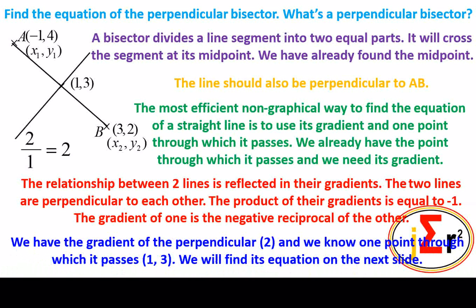We have the gradient of the perpendicular, which is 2, and we know one point through which the line passes, which is 1, 3. If we have the gradient and a point through which it passes, we will go straight ahead and find its equation, and we will do that on the subsequent slide.